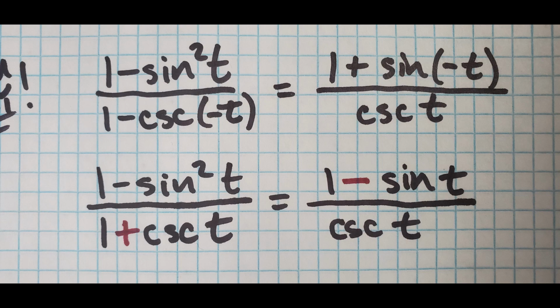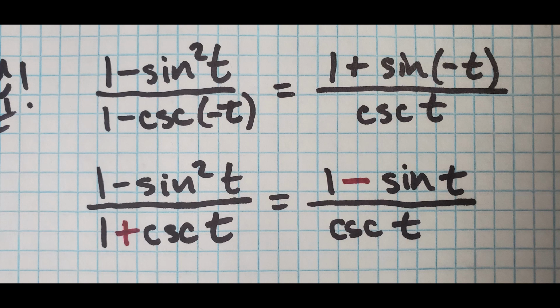Up top on the right side, that negative in front of the t pops out, and so that plus now becomes a minus, so we have 1 minus sine of t. So that all comes from the odd identities, and if you didn't recognize that, then you're not going to get anything else right. So if you got that, that's great. So let's go from here.